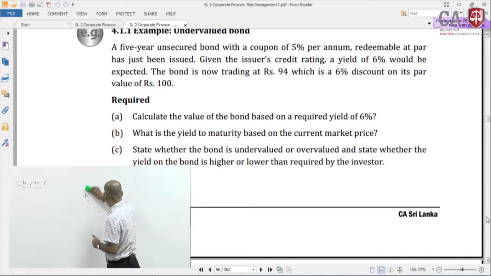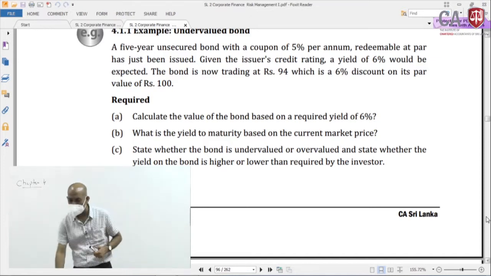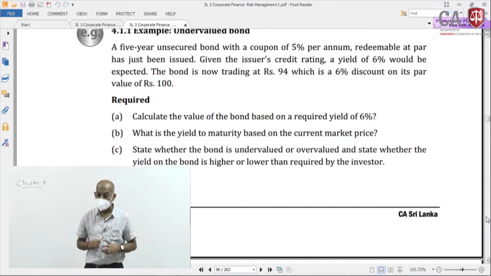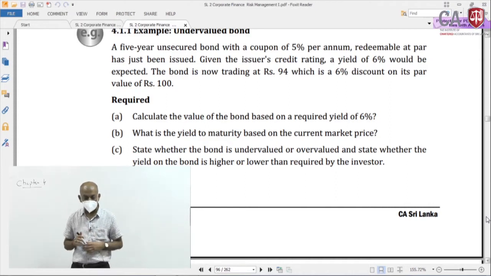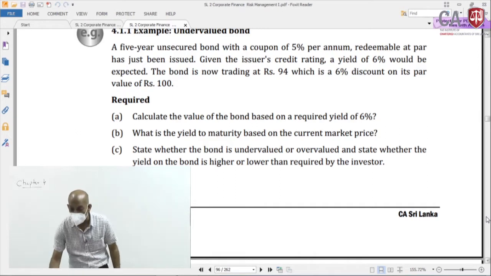Now the bond is trading at 94 rupees, which is a 6% discount on its par value of 100. So the bond is trading at 94 rupees, but the investors are requiring a return of 6%, and other information given. Question 1 or the A part, calculate the value of the bond based on the required yield of 6%.